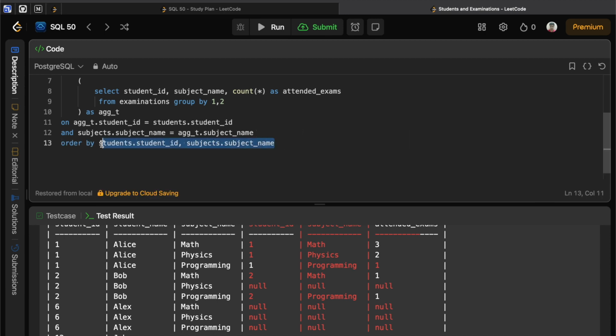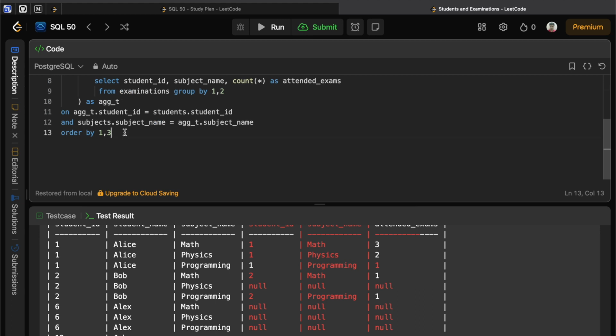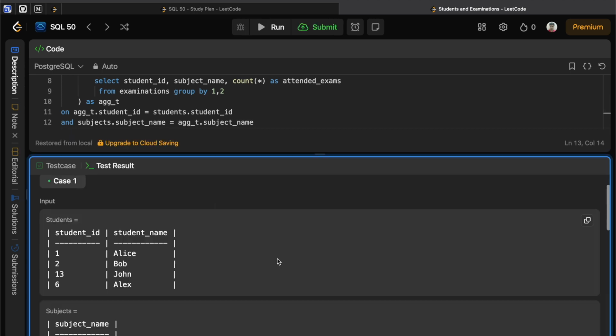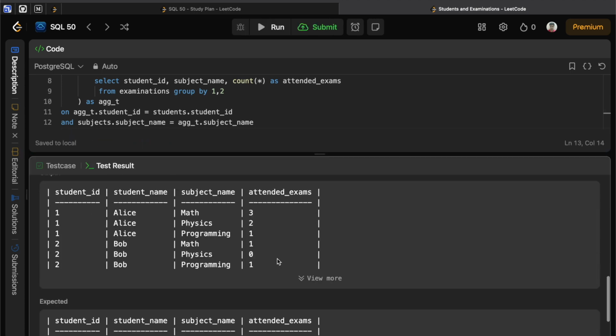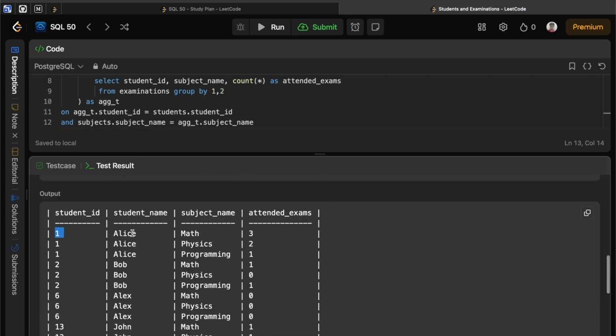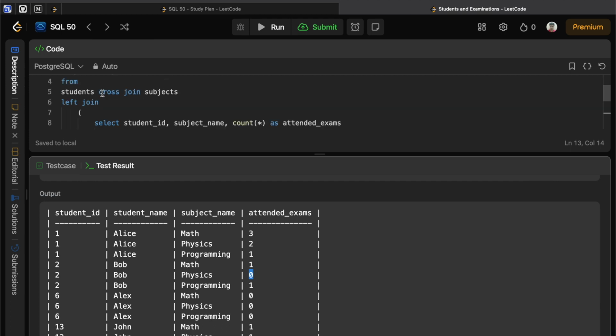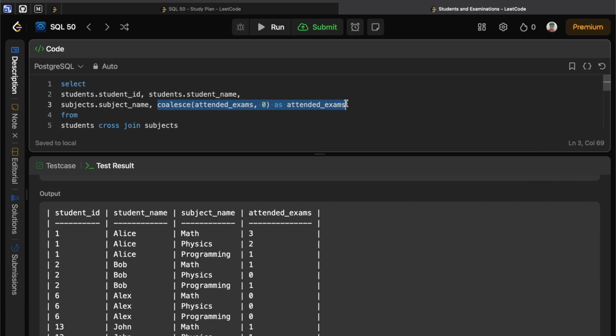So let me change this as well. Instead of this, I can give it 1, 3, because I want it ordered by student ID and subject name, if you see the original problem statement. Now let's see if this is right. Let me run this. Okay, so this seems to be correct, right? So if you come down and see the result, with student ID 1, Alice, math 3. And whenever there was no exam, in this case Bob and physics, it has 0 attended exams. We're getting this 0 only because of the cross join that we implemented here and the COALESCE with 0 for attended exams.